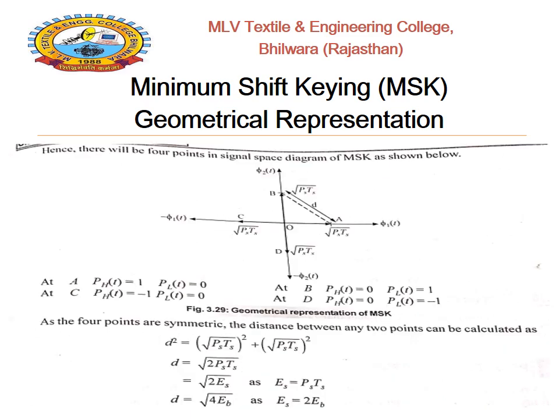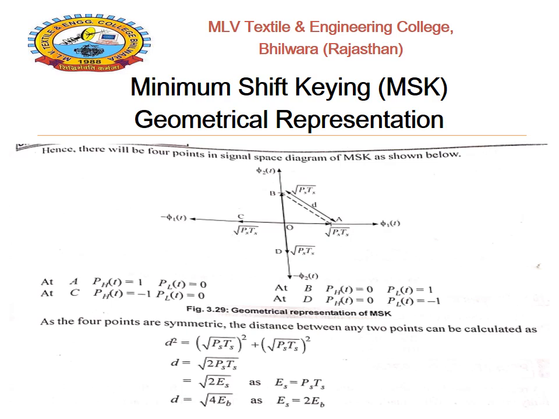Next is the continuation of the geometrical representation of MSK. There the vector formation represents the four quadrants related to plus phi 1 of t, minus phi 1 of t, plus phi 2 of t and minus phi 2 of t. On the positive side of the x-axis, that is plus phi 1 of t, the magnitude is under root of P_S T_S, and on the opposite side, OC, is related to minus phi 1 of t, and the positive y is OB and the negative side is OD.